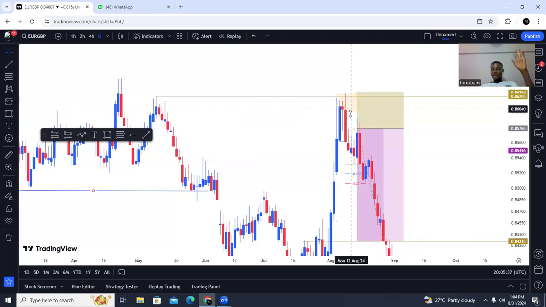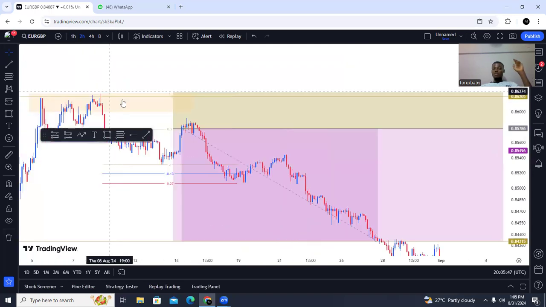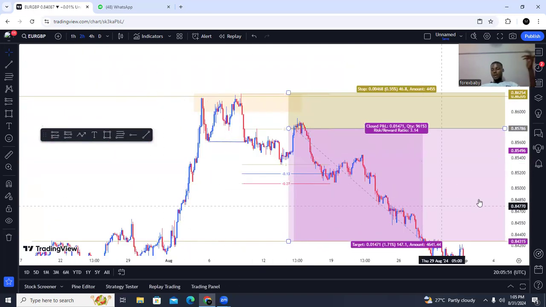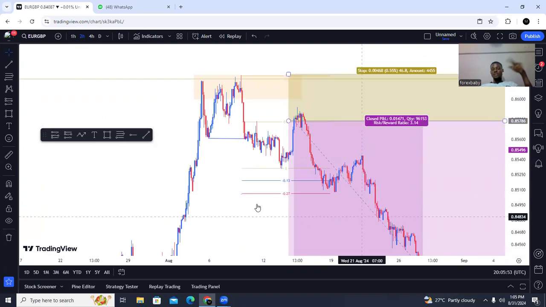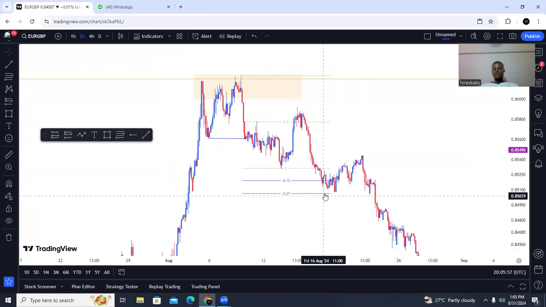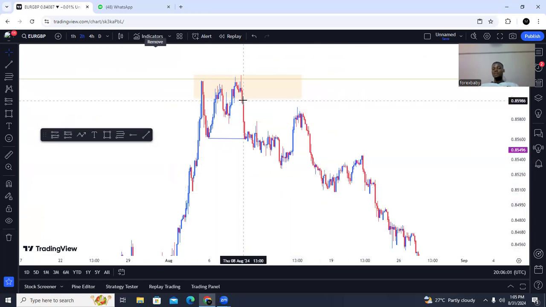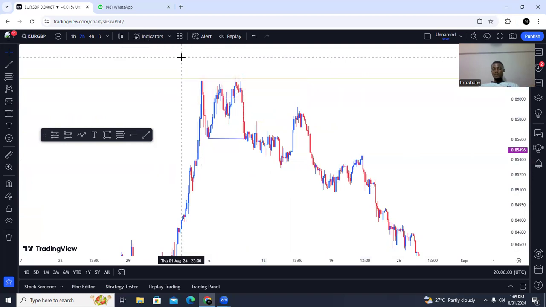Once I've seen this kind of thing, I won't enter immediately. I'll go to 1 hour, 2 hours, anytime I wish. The lowest I can go is 1 hour. I can't go below that. As I said, let me delete this stuff and let's do it together again. This is where it's weak and I'm interested in the sells.